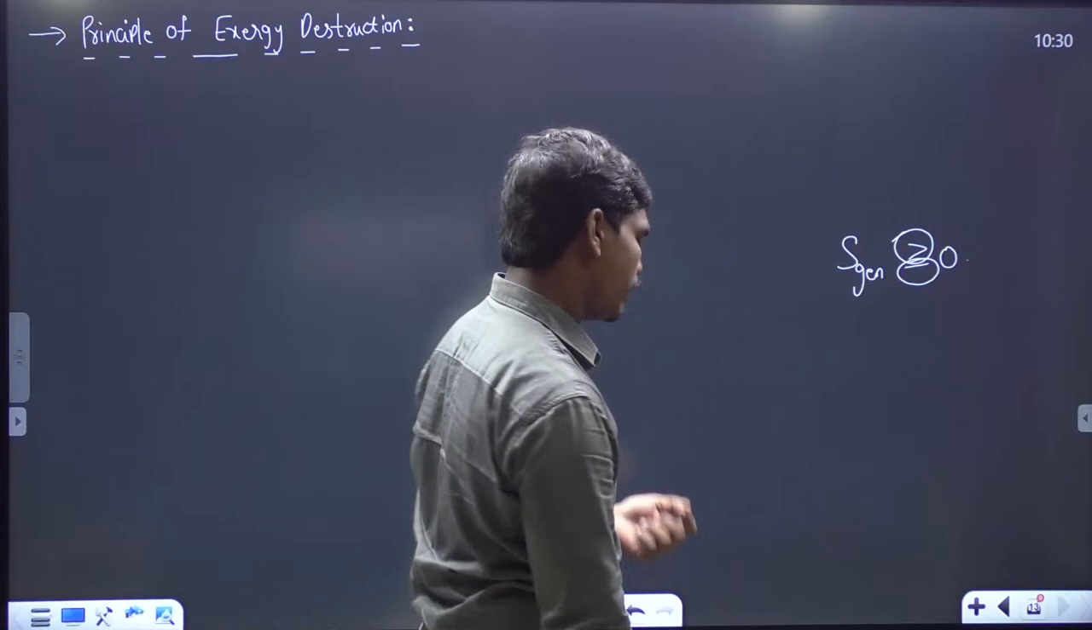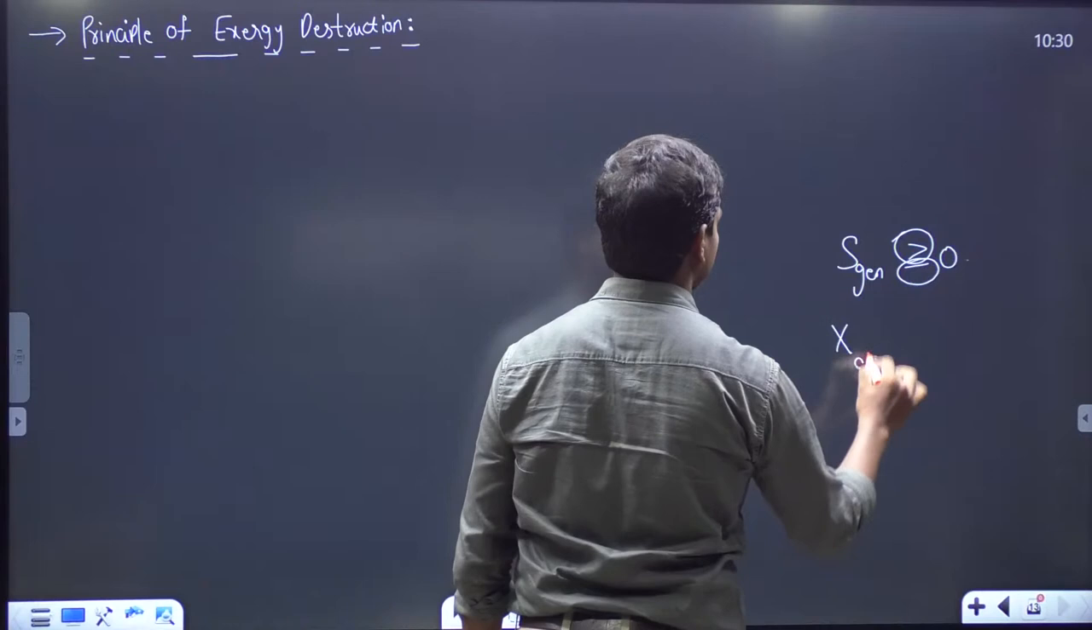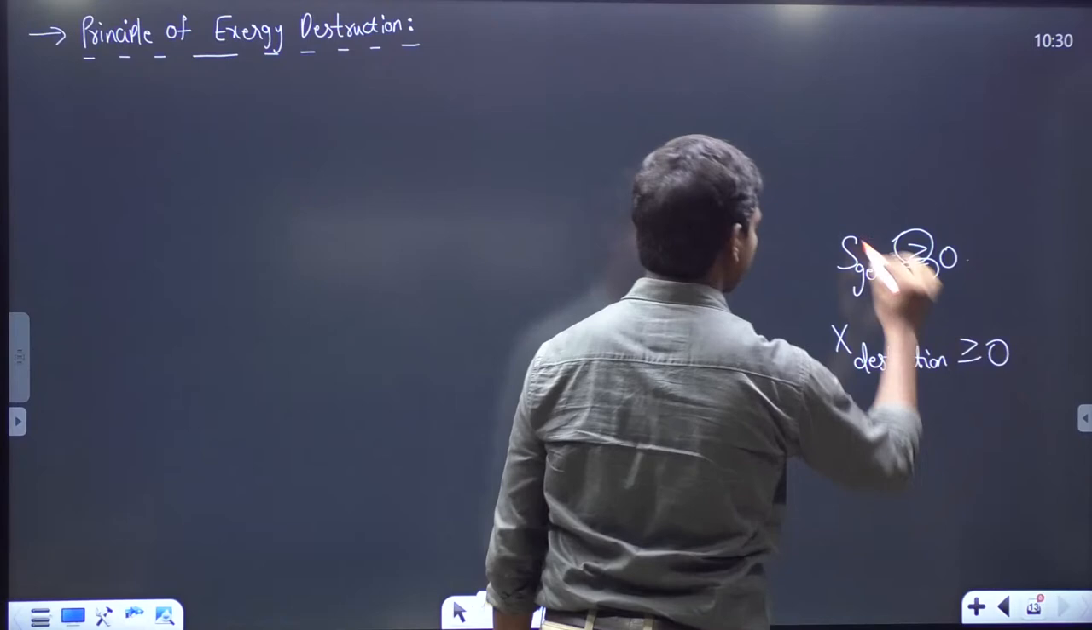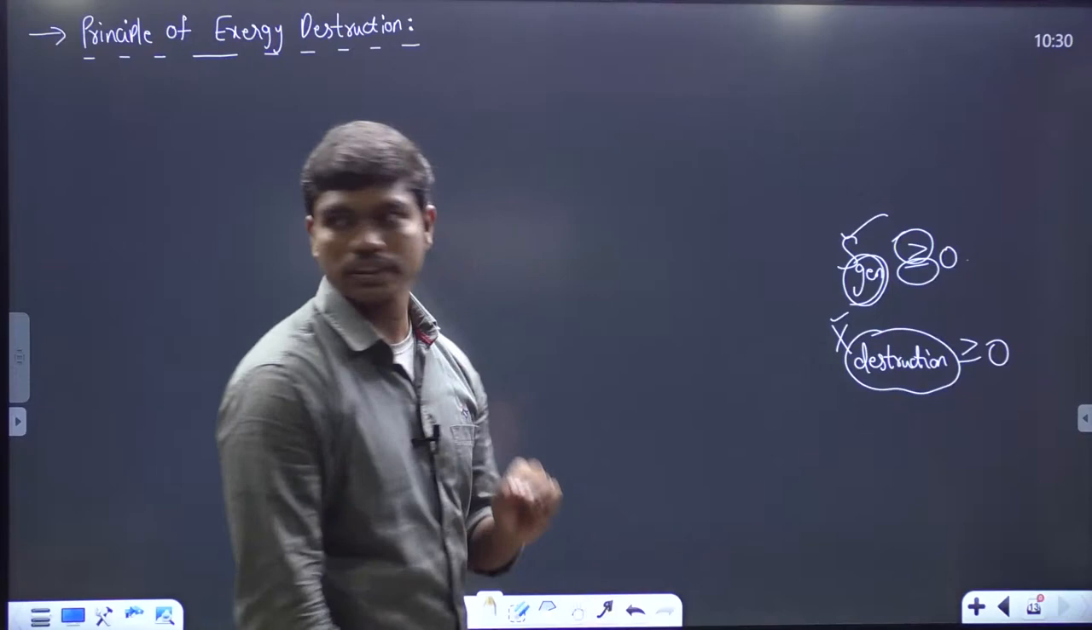Now I will tell you that exergy destruction is greater than zero. See here, entropy is getting generated, but here exergy is getting destroyed because of some irreversibilities that are lying within the system.